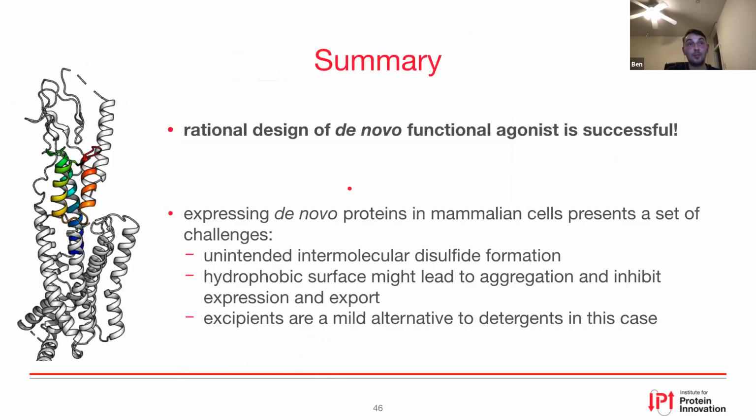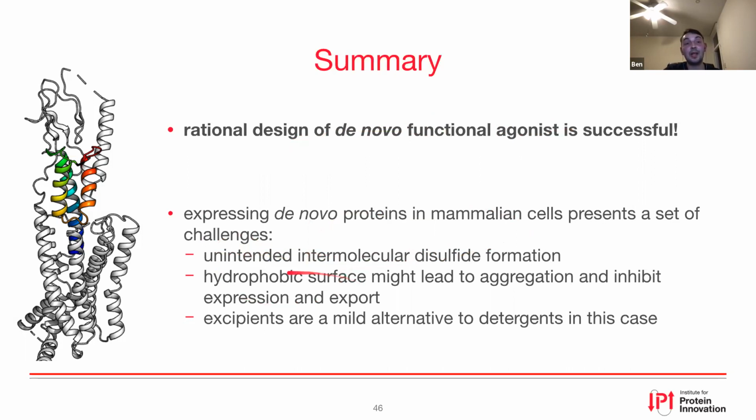So with that, I'm already at my summary. We can rationally design a de novo functional agonist for class B GPCRs, which is very encouraging and exciting to see. We saw that there are some challenges in making these de novo proteins in mammalian cells. We get these unintended intermolecular disulfide bonds that are forming, which might be a cost to the cells, and might be something we have to improve in our design protocol.